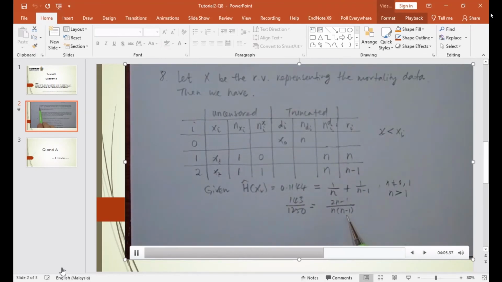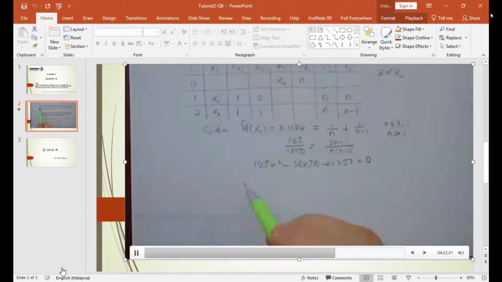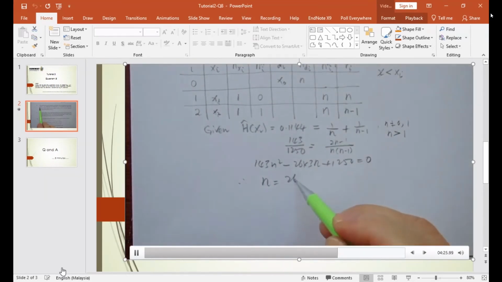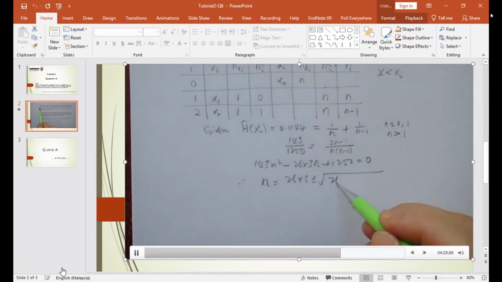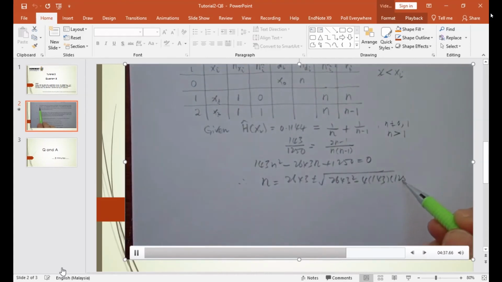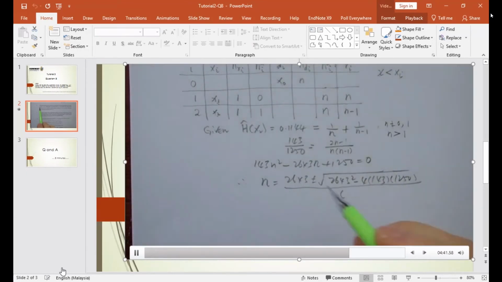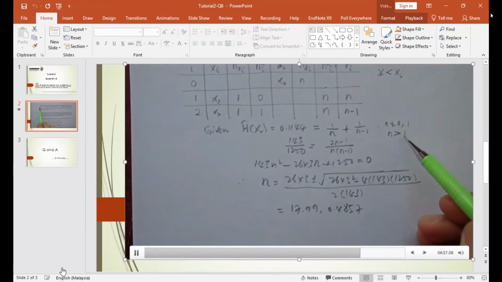Rearranging this, I will have a quadratic equation, which is 143 n squared minus 2643 n plus 1250, equal to 0. Therefore n is equal to 2643 plus or minus the square root of 2643 squared minus 4 times 143 times 1250, divided by 2 times 143. So we will have 17.99 or 0.4857. Since our n must be an integer and also more than 1, therefore n is about 18.